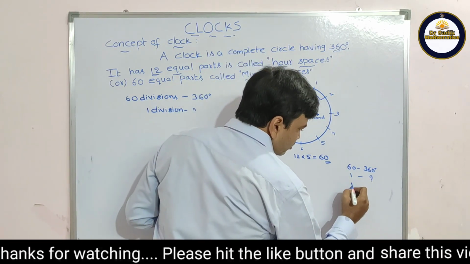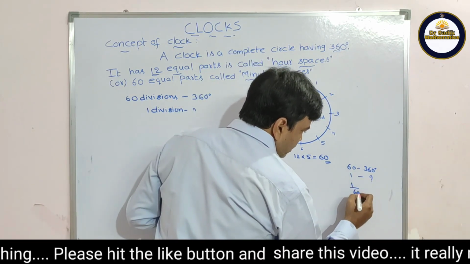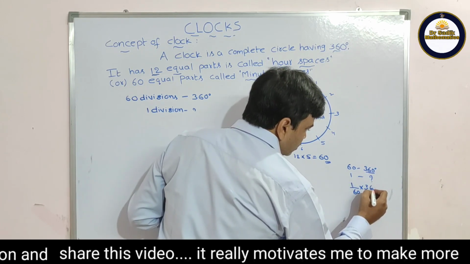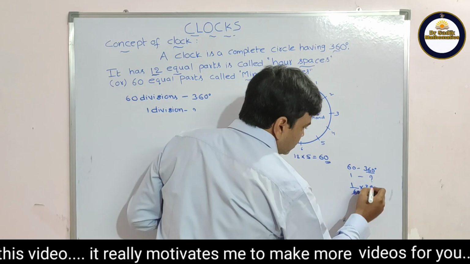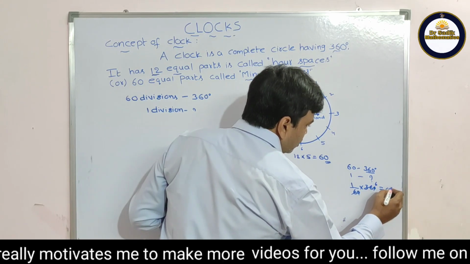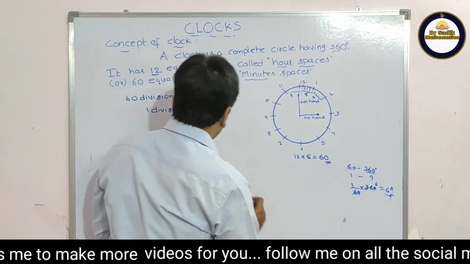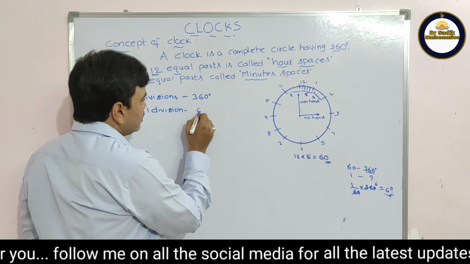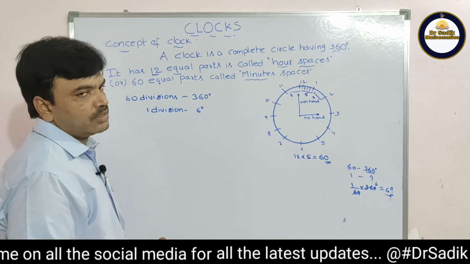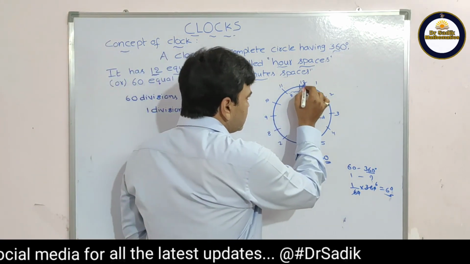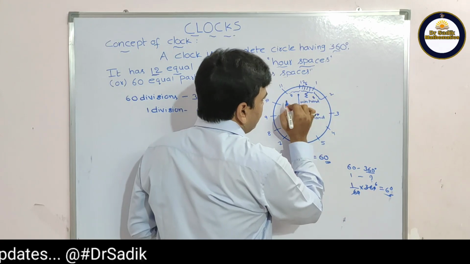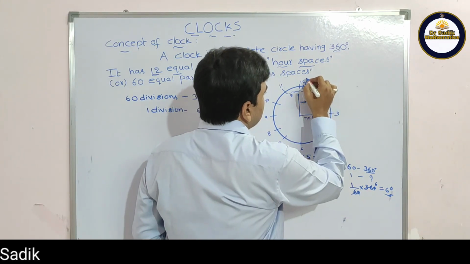You always write like this: 1 divided by 60, into whatever value you have, you multiply it. So 360, the 0 cancels, 6 in 36, 6 times. We get 6 degrees. So one division makes 6 degrees. The total number of parts here is 5, and 6 into 5 is 30 degrees.